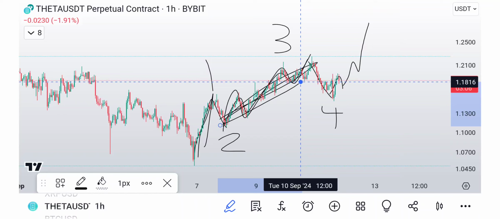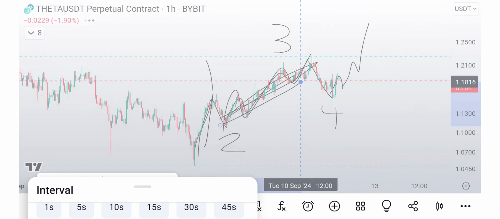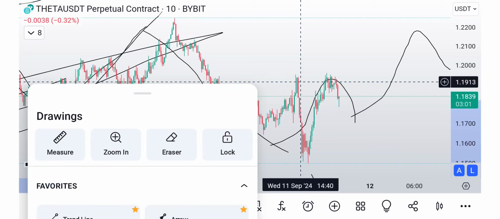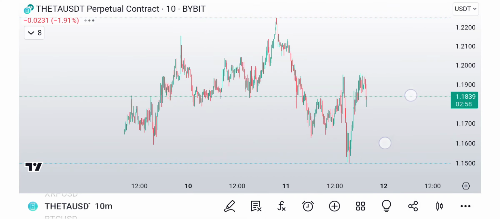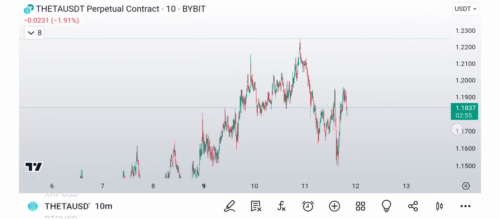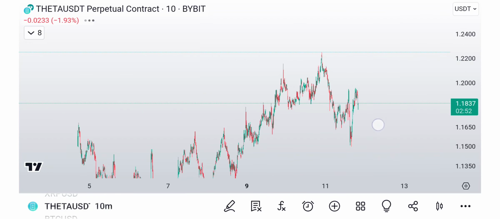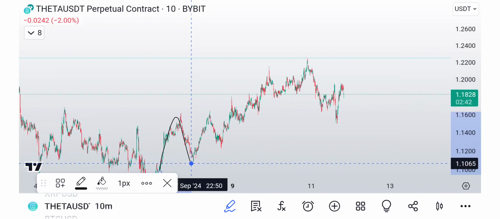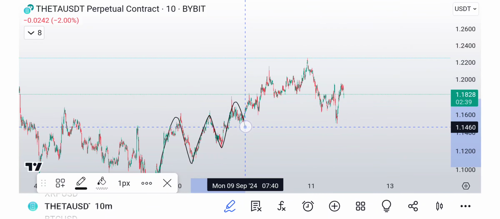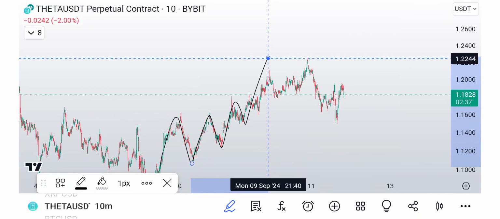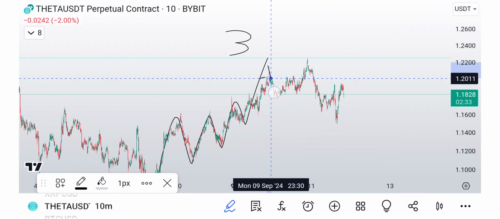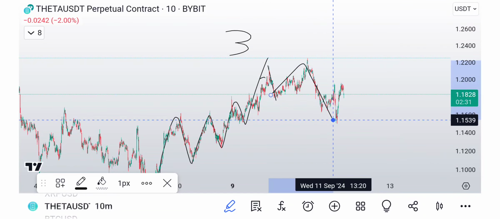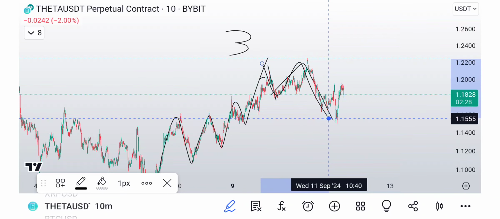So let's zoom in a little bit, and let me take all that off the screen. So once again, another way we can count it, which is actually probably even nicer, is a 1, 2, and then we have a 1, 2, 3, 4, 5. That's your wave 3. It ended here. And then this is an A, this is a B, this is a C. This is an expanded flat, just like what we had with Bitcoin.